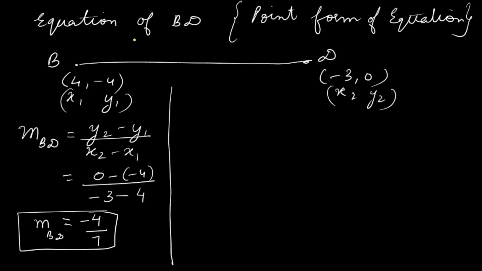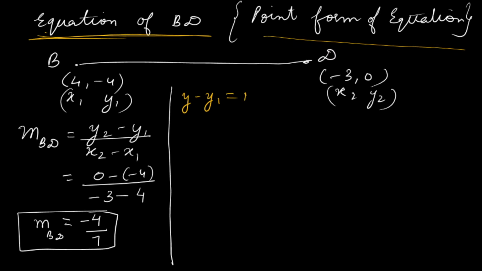Now let's find the equation. Please mention it; in the exam also mention everything like this. Equation of BD. We are doing it by slope point form. Now that we have found the slope, the equation is y minus y1 is equal to m into x minus x1. This is the formula. So y minus y1, where y1 is -4, m's value is -4 by 7, x minus x1, where x1 is 4, so x minus 4.